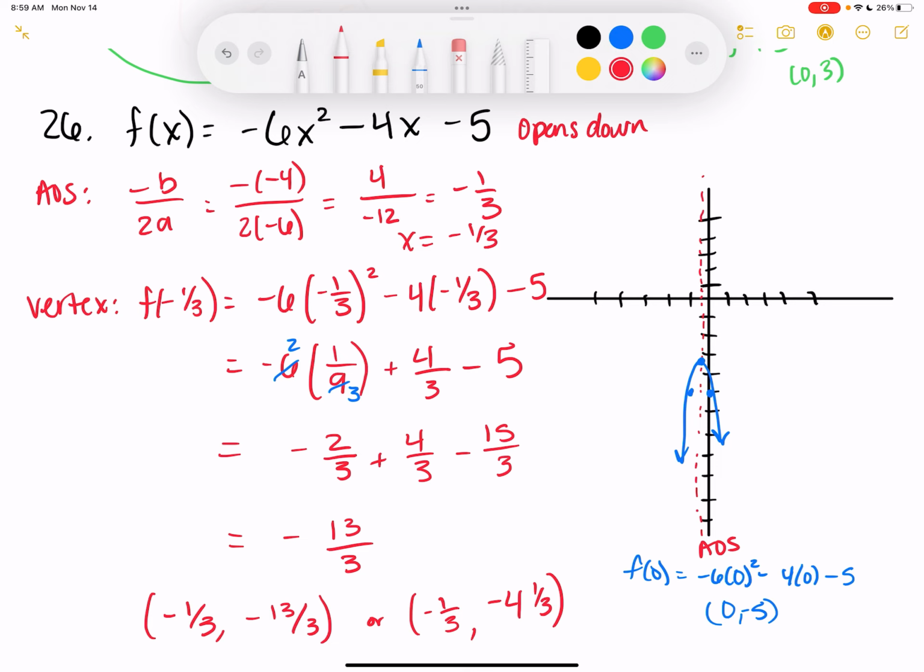You could simplify this down afterwards. I rewrote -5 as -15 over 3, so that I had a common denominator there. Then you get -13 over 3. You can either write it on your vertex as -1/3 and -13 over 3, or for the purposes of the fact that you're going to have to graph it, it's probably easier to write it as a mixed number, or at that point to translate it to a decimal. It's easier to work with then.